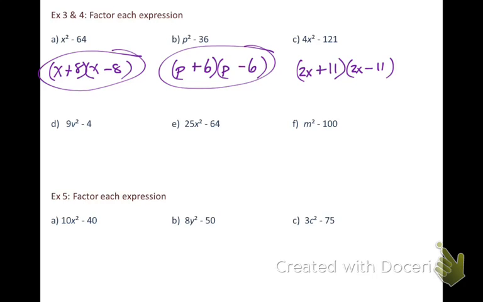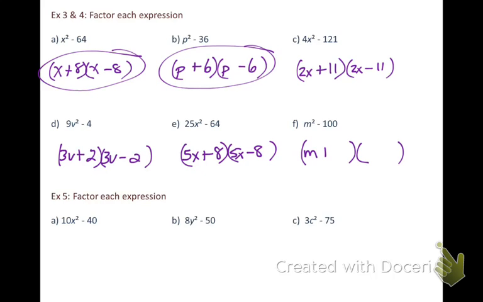D, you're going to have the same idea. They're both perfect squares. So you're going to have 3v and 3v, plus and minus, and a 2 and a 2. E, 25 is a perfect square, and 64 too, so you're going to have 5x and 5x, a plus and a minus. And then you have 8 and 8. F, they're both perfect squares again. You have an m with a plus, an m with a minus, and then it would be 10 and 10.